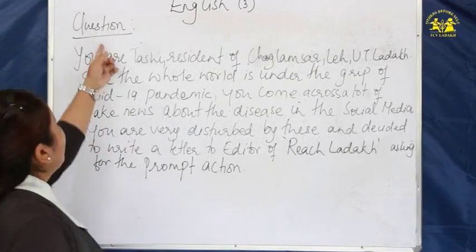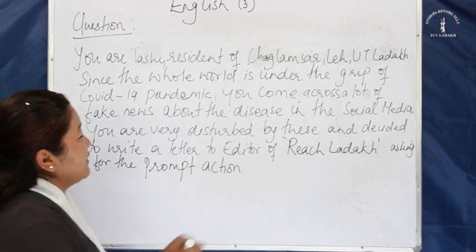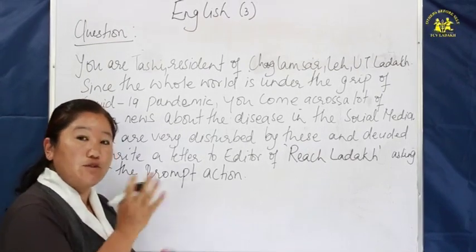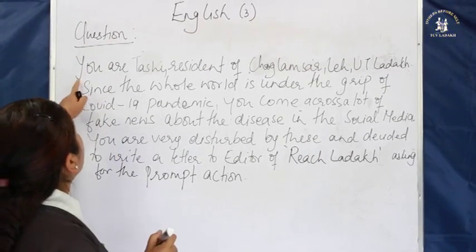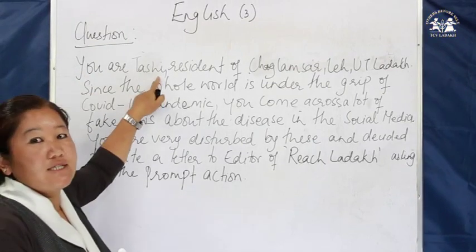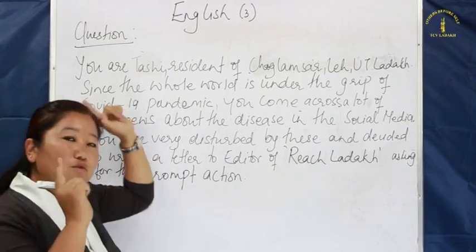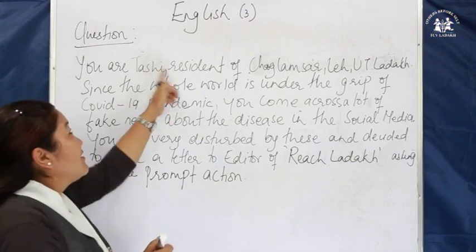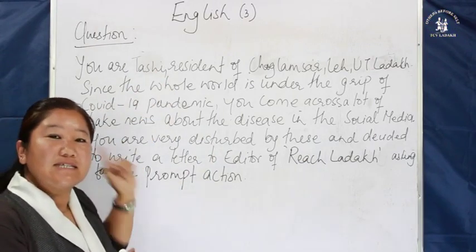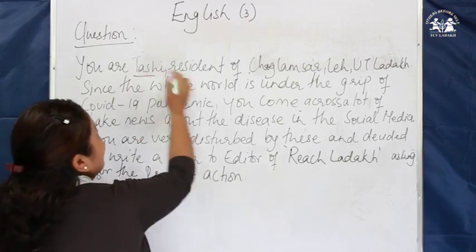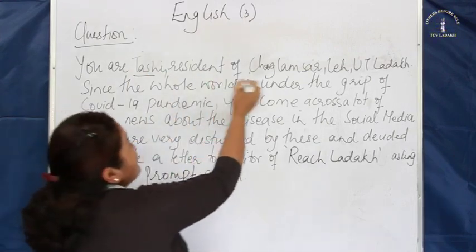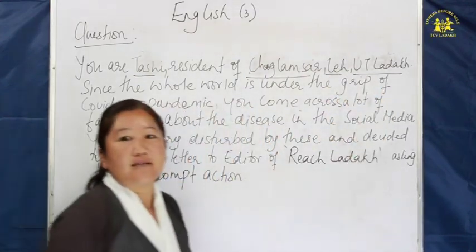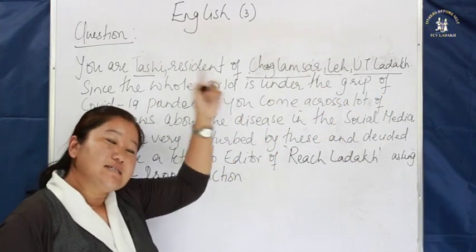Okay, all right, now you have a question over here, and we are going to discuss the question and solve it for you. Now over here, you are Tashi. The question says you are Tashi. Now when you are the writer of the letter, this is the sender's address. Tashi over here, and the address is: you are a resident of Choklam Sarle, UT Ladakh. This is the sender's address.